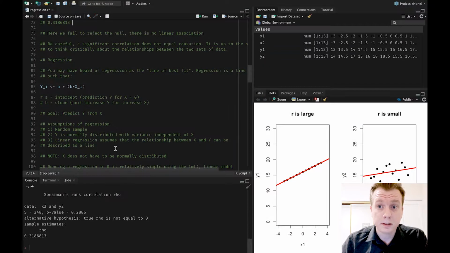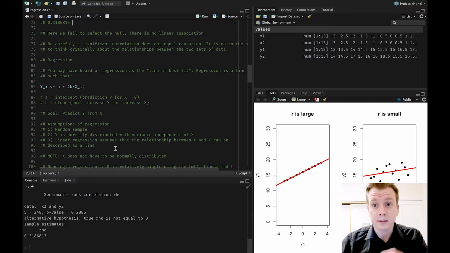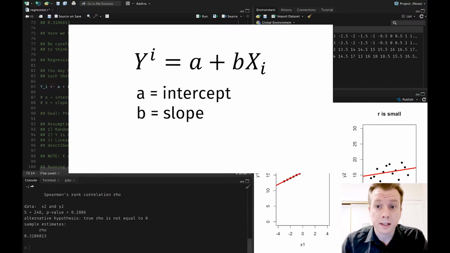The next thing we want to talk about is regression. Regression is the line that can be fit to your data, or the line of best fit, which you may have heard about in the past. A regression is a line such that any given y equals a plus b times any given x. So it's a linear relationship between y and x.